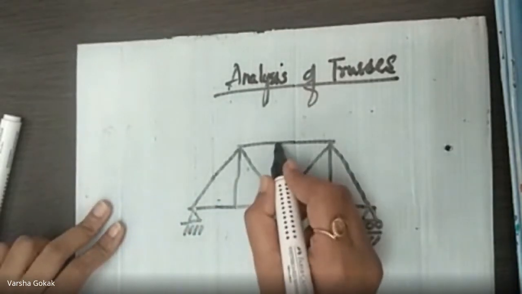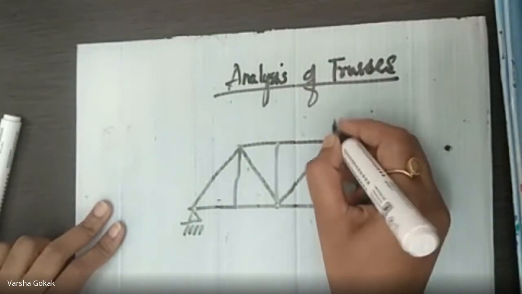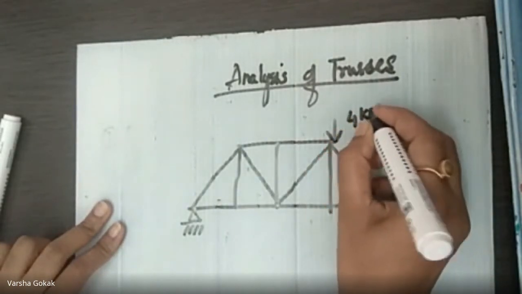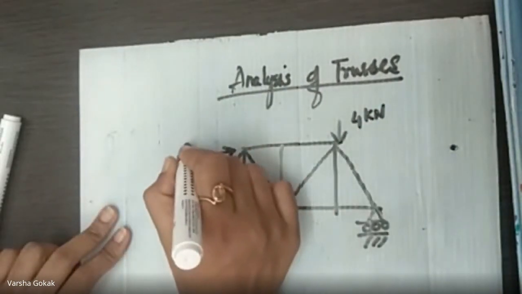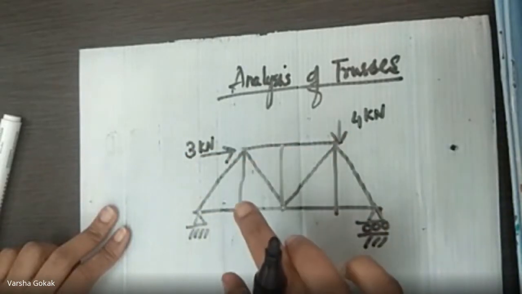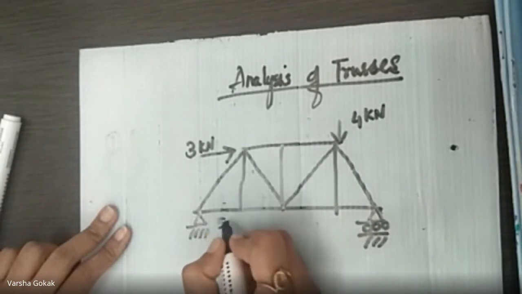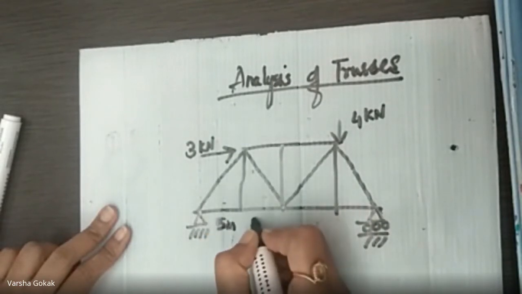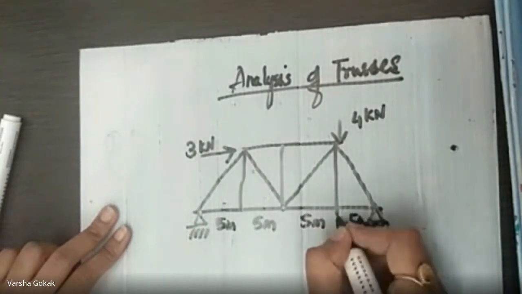Right? I want you to solve along with me. There is a point load here, 4 kilonewton. There is a horizontal point load here, which is 3 kilonewtons. There is one vertical, there is one horizontal. That's it. Then the dimensions are 5 meters, 5 meters, 5 meters, and 5 meters.